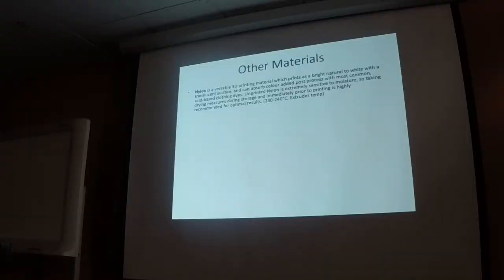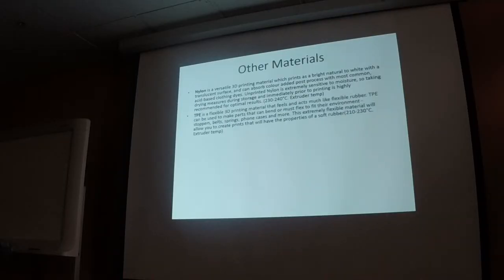So we have nylon. Nylon is a versatile 3D printing material which prints in natural whites with a translucent surface and can serve in colour. It's another material. It requires about 230 to 240 degrees. It also has different properties that you can use for different applications. One of the more common ones used, but it's becoming more popular.